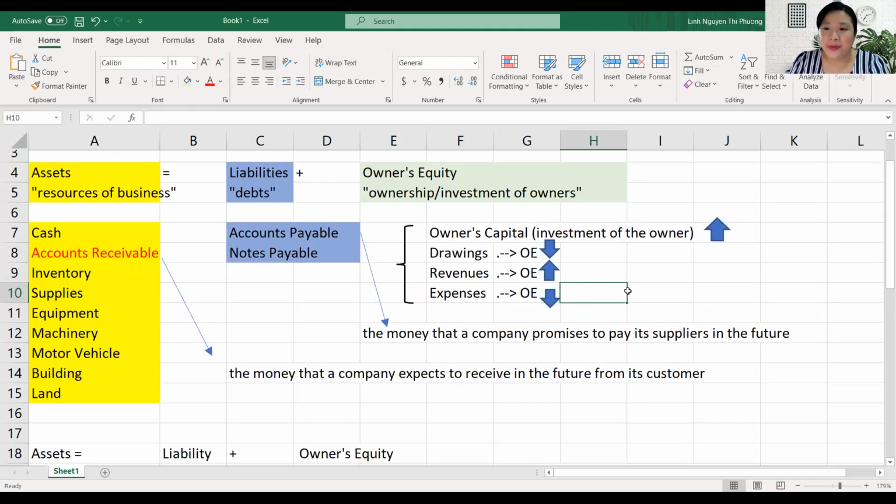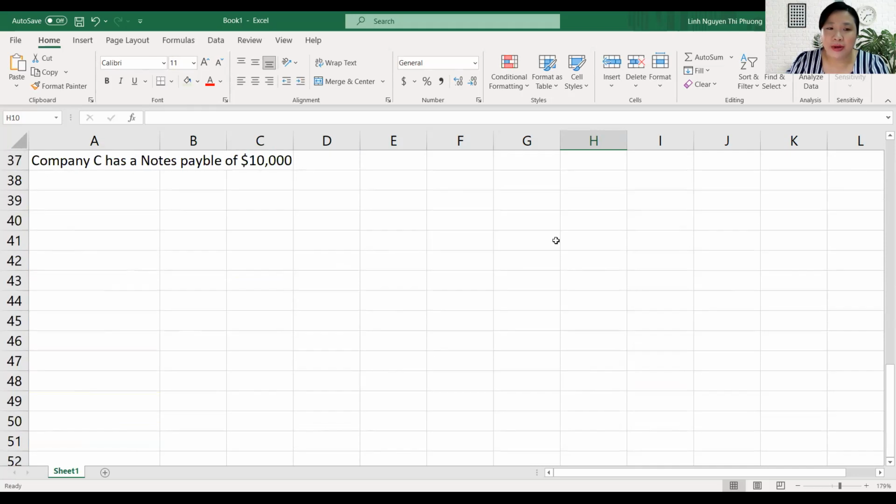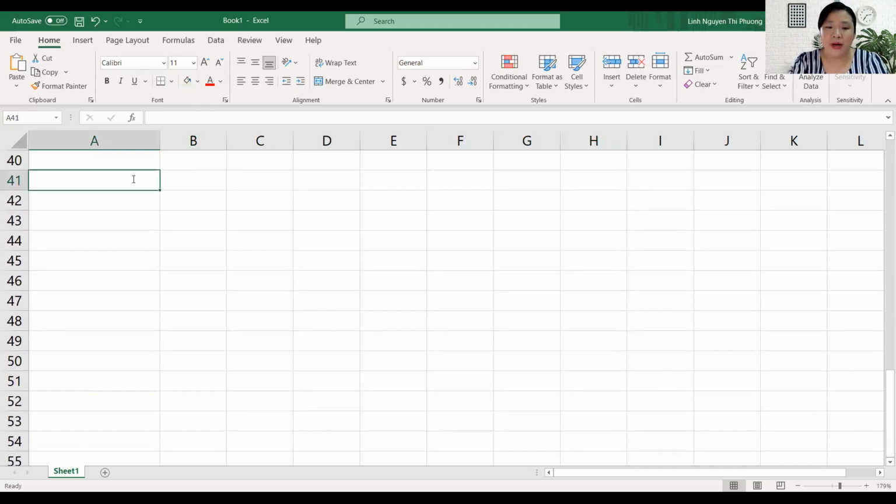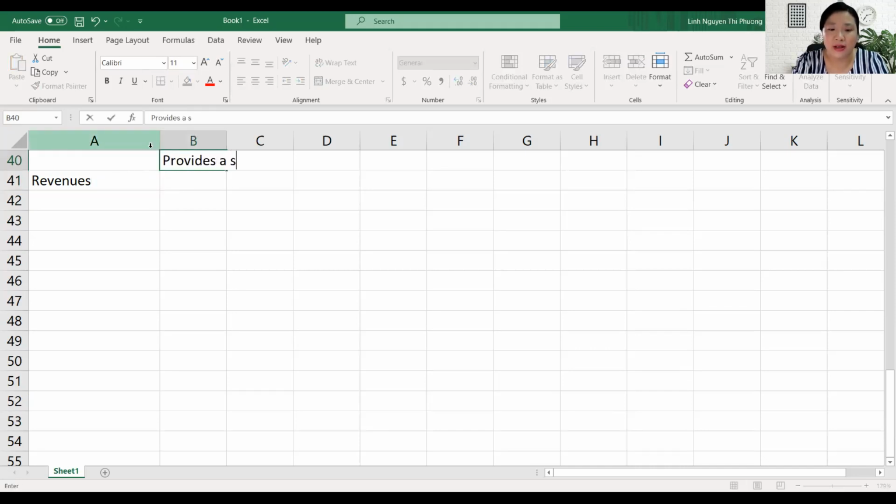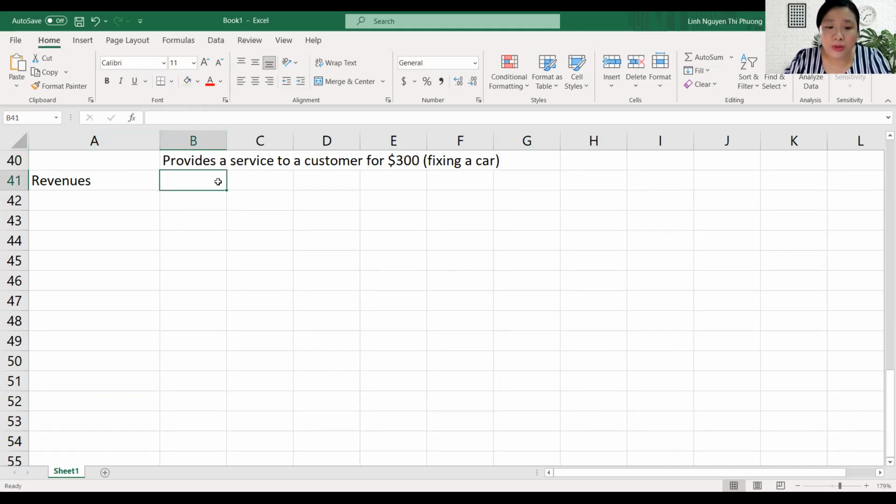Now, revenues again. Revenue means the amount of money that you get when you sell something to the customer or when you provide a service to the customer. So let's say you provide a service to a customer for, let's say, $300, like fixing a car. So your revenue will be $300.